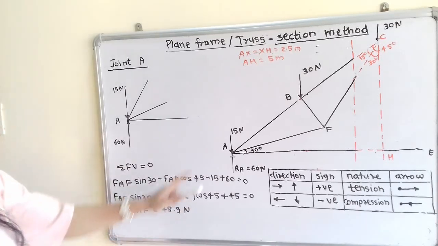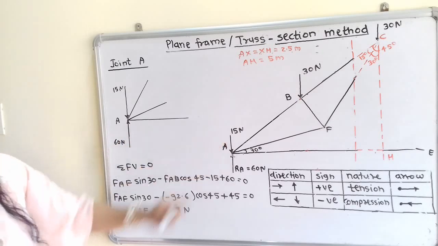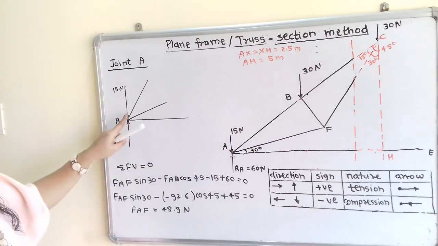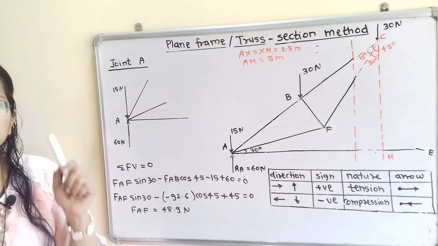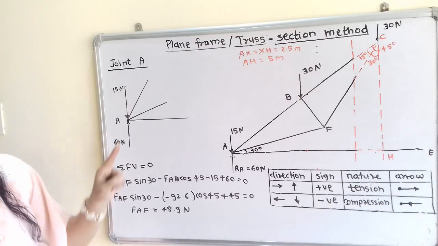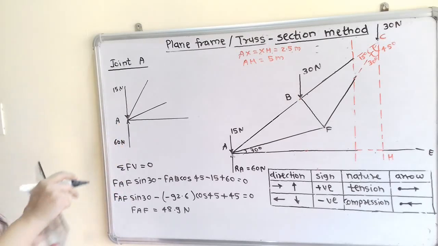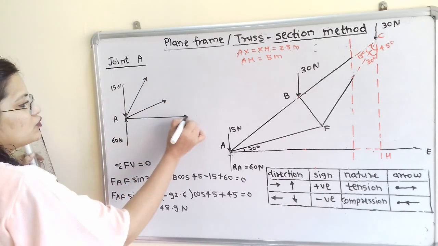We have to show this 15 Newton force as well as 60 Newton force as per the direction. Now we have to show the forces in the other members, that is, the direction of force in other members is in the outward direction from this joint A. So this is the common rule we have to apply for every joint.